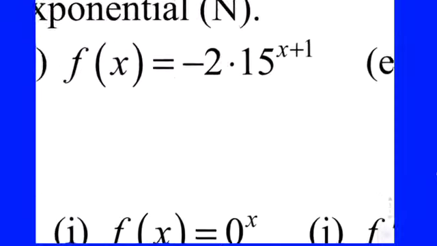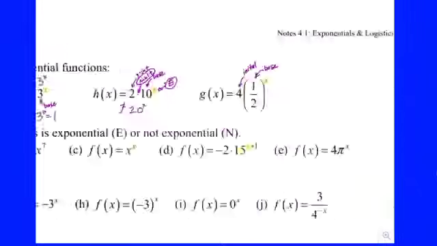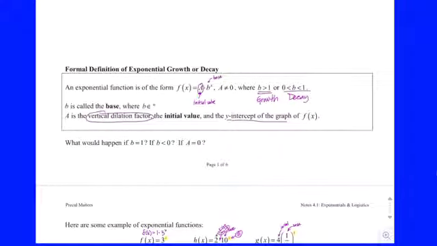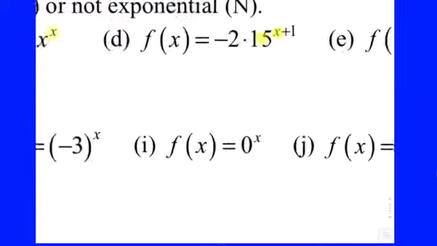What about this rascal? We have a variable exponent and we have a numeric base, but what about that plus 1? It actually still works. This is going to be a transformation of the parent function, 15 to the x. That plus 1 just moves it to the left one. It's fine. Now, here's the ultimate litmus test. Can we write it in this format? And the answer is, heck yeah, let's do that.